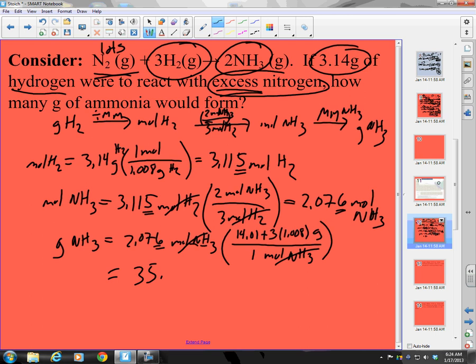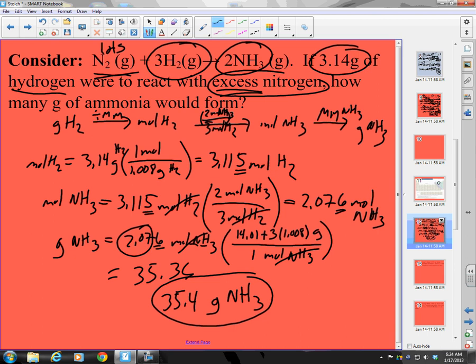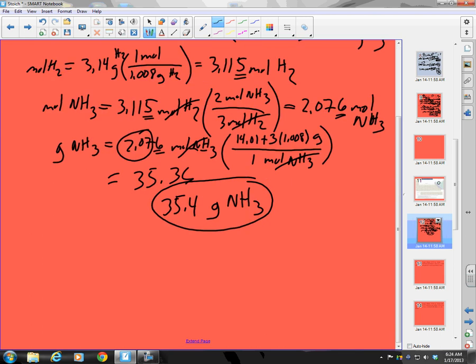So I get 35.36, but how many sig figs? We have 3 sig figs, so it's going to be 35.4 grams of ammonia. Good. Now, some of you might see, hey, Mr. Smith, there's a much easier way to do that. And there is. I wouldn't say it's much easier, but I could have done what? I could have done this all in one step.